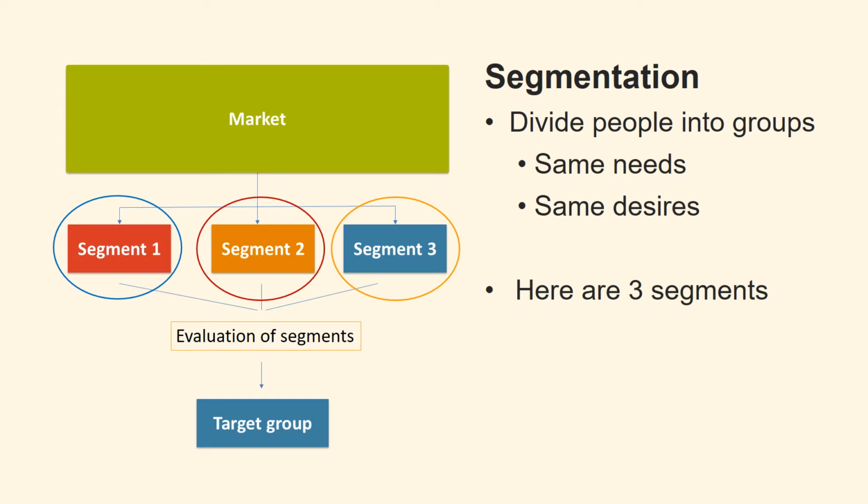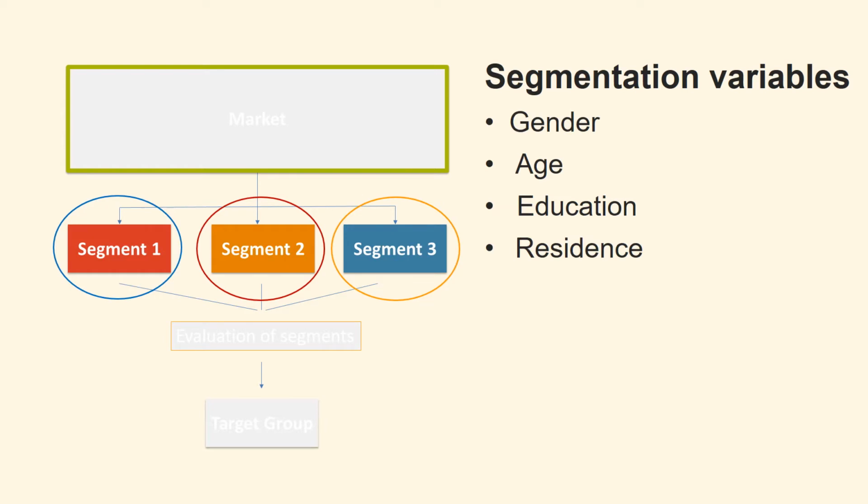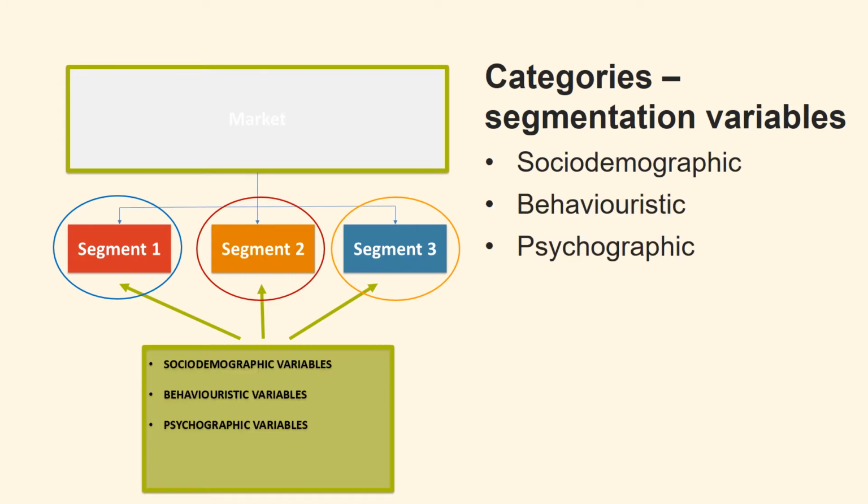We have 3 segments in this figure. There may be more. When we segment, we use variables. A segment variable is a fact such as gender, age, education, or residence. We place the segmentation variables into the following 3 main categories: Sociodemographic, Behavouristic, Psychographic. Each of these categories is reviewed in the following sections.